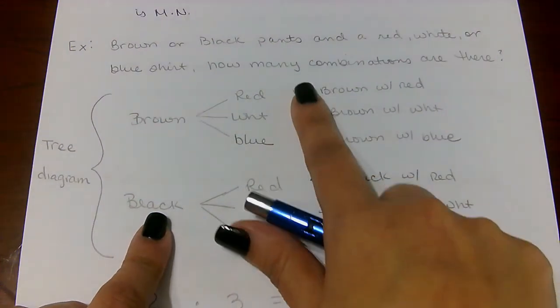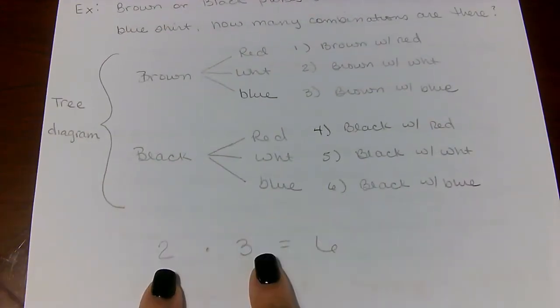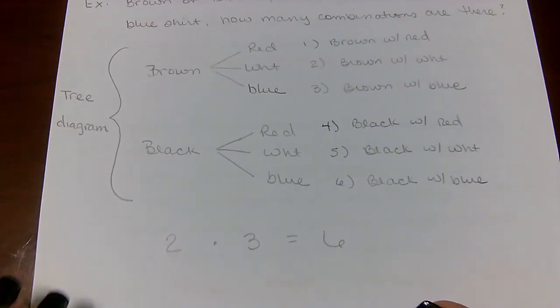Here you can see that we have a total of 6 choices. What we could have done was just say, well, we have 2 options for the pants, 3 options for the shirts. That makes a total of 6 different combinations we could have.